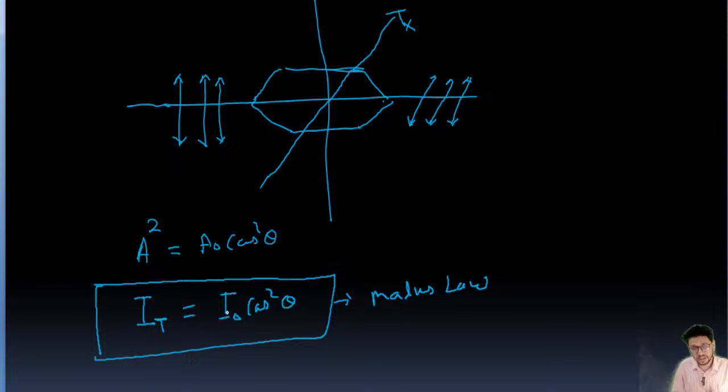Here I naught is the intensity of the incident light. So IT equals I naught cos square theta. Very important. And if theta equals pi by 2, in that case IT, the intensity of light after transmission, is going to be 0, because cos 90 is 0. So IT equals I naught cos square theta, and we'll solve questions as well.